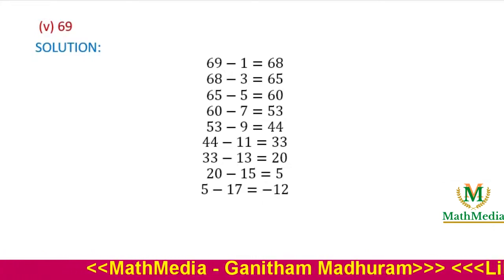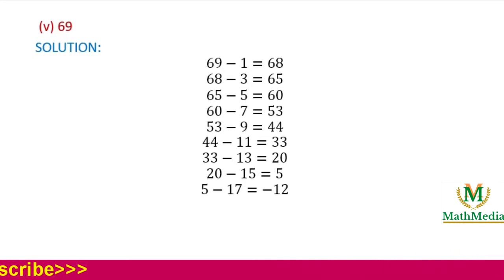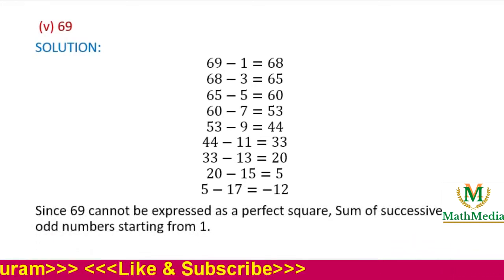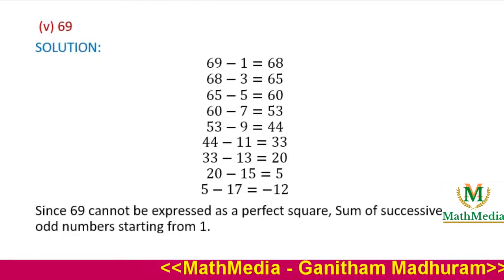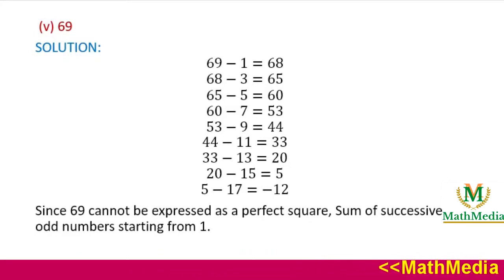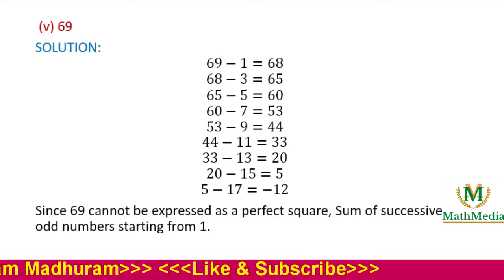We are not reaching the number 0. We get a number less than 0. Hence, the given number is not a perfect square. That is, 69 cannot be expressed as the sum of successive odd numbers starting from 1.